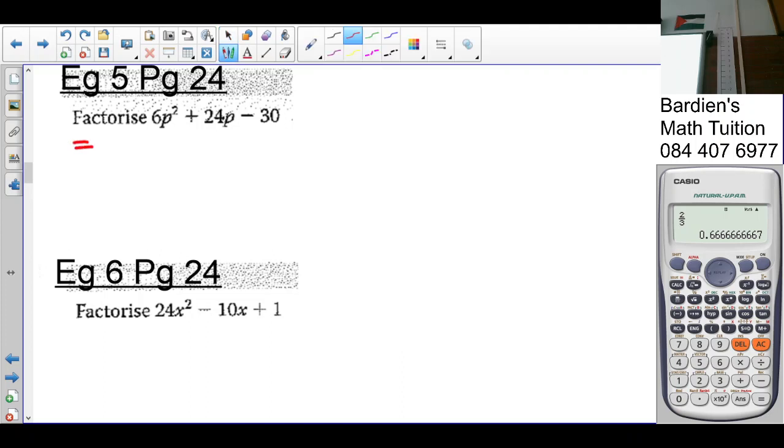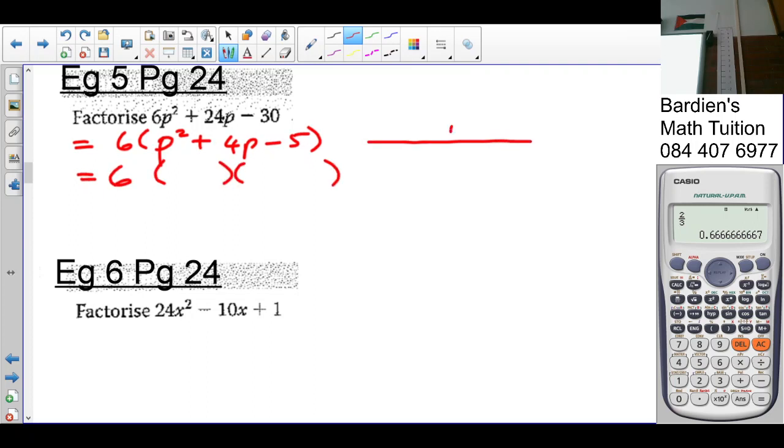Okay, so as you can see, 6 is a common factor. Not so? So it's p squared plus 4p minus 5. So we sort out the product line. What goes on the line? 1 and 1, because there's a 1 there. 1 and 5. We add or subtract my products? Subtract. Last term is negative. So 1 times 5 is 5, 1 times 1 is 1. You subtract it, you get 4.